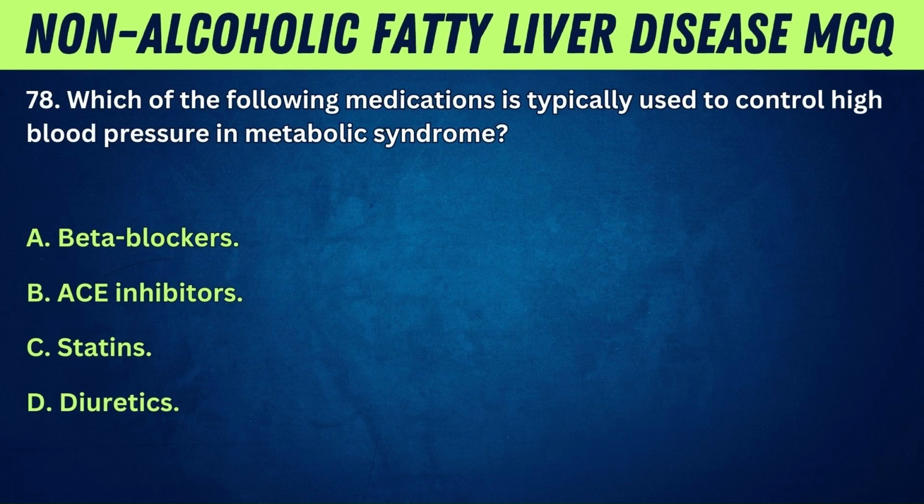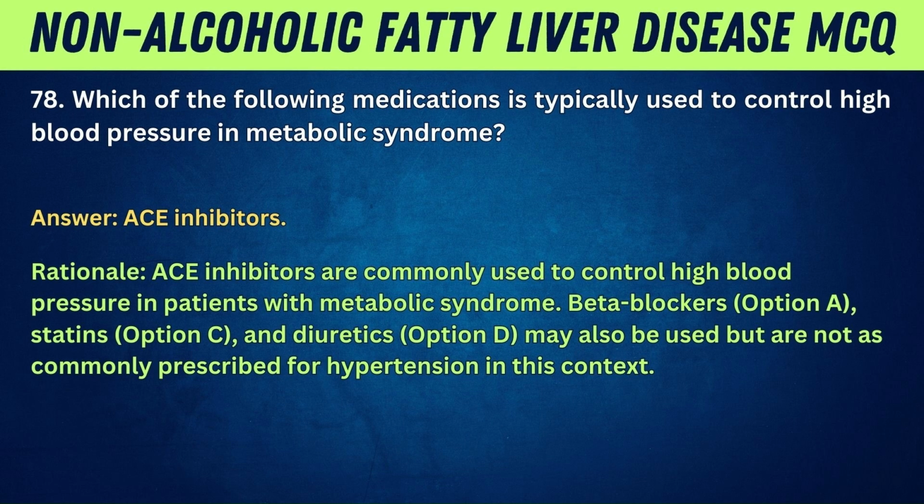78. Which of the following medications is typically used to control high blood pressure in metabolic syndrome? A. Beta blockers. B. ACE inhibitors. C. Statins. D. Diuretics. Answer: ACE inhibitors. Rationale: ACE inhibitors are commonly used to control high blood pressure in patients with metabolic syndrome. Beta blockers, option A, statins, option C, and diuretics, option D, may also be used but are not as commonly prescribed for hypertension in this context.